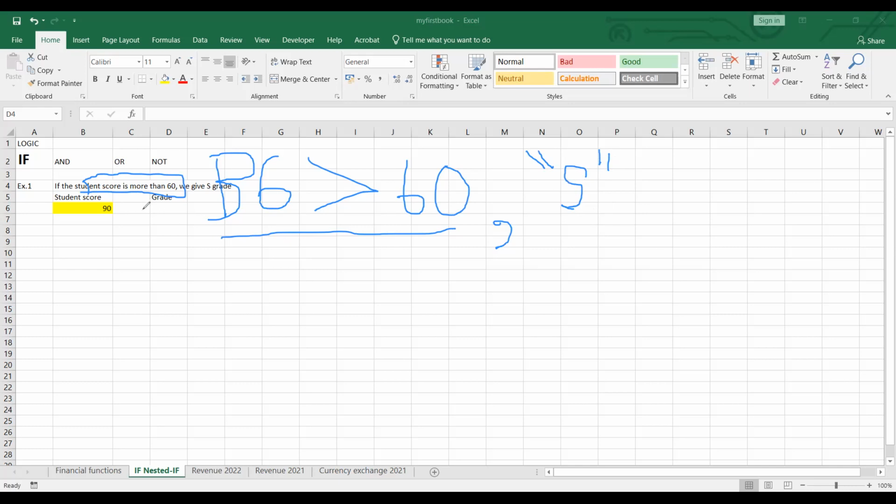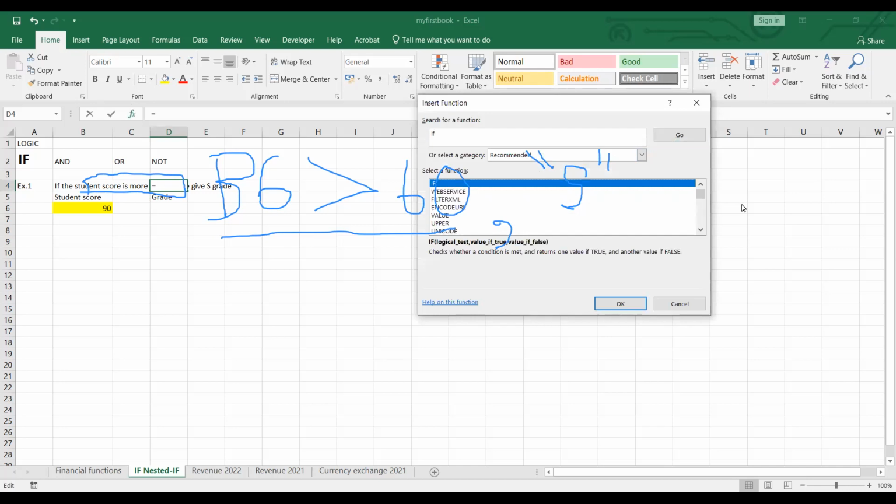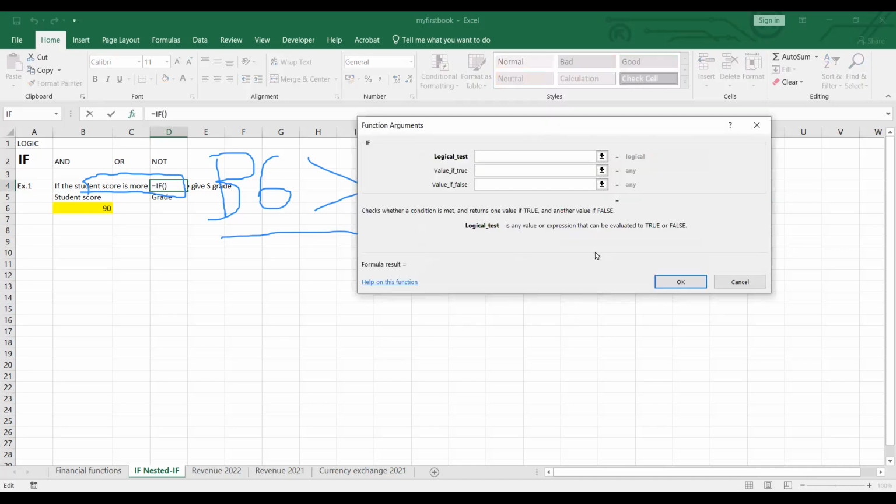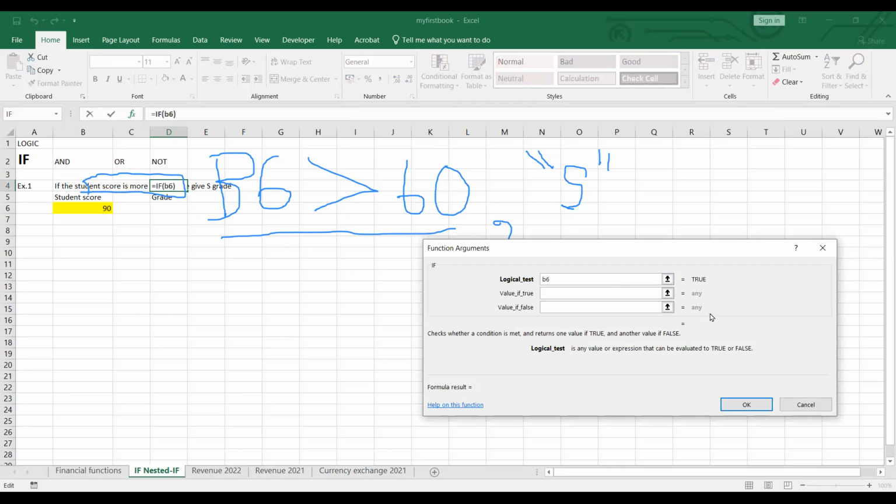So we may put the IF function from this information. For the logical test, we enter B6 greater than 60. For value if true, we put double quote S. Now we have to know what to do if the value is not true, or if it's false. If we don't enter anything, we click OK.